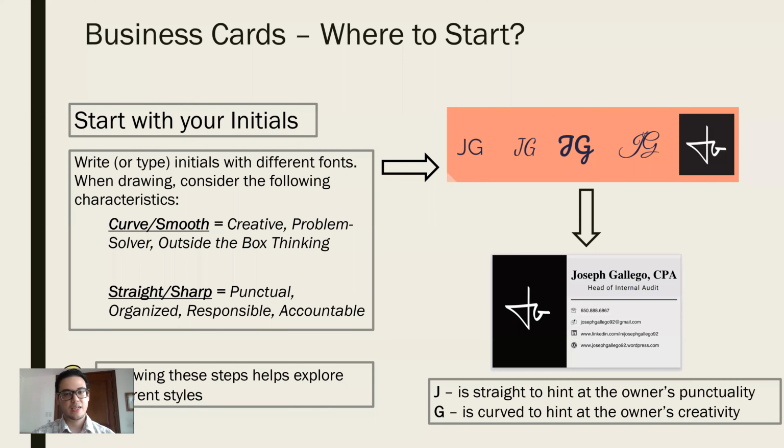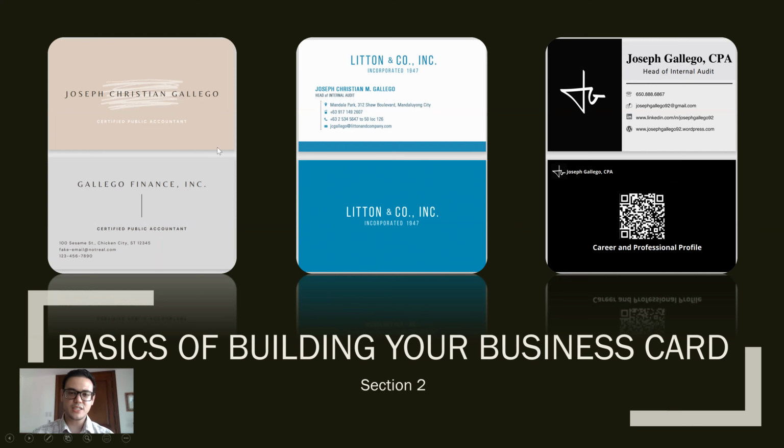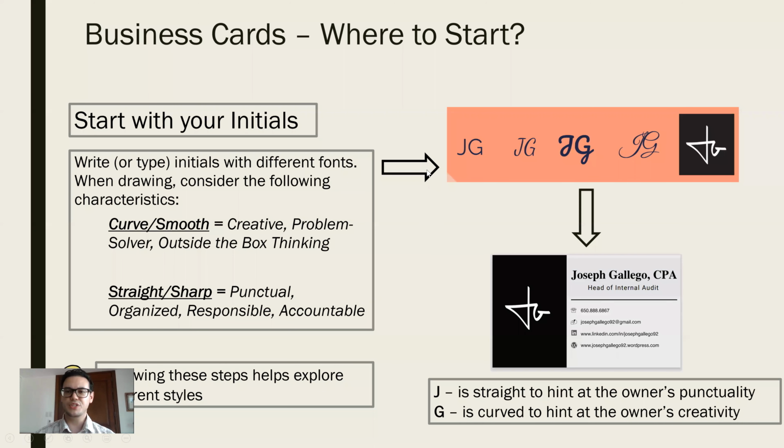Okay. But where do I start? How did I start building each of these business cards? Well, you first start out with your initials, Joseph Gallego, JG. So start by writing on a piece of paper or on Microsoft Word your initials several times.